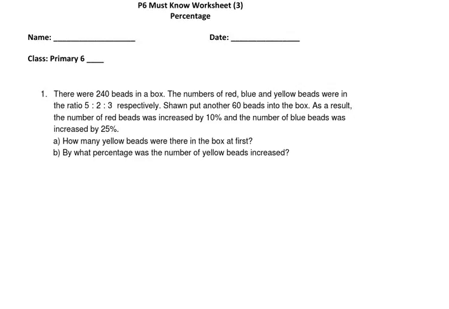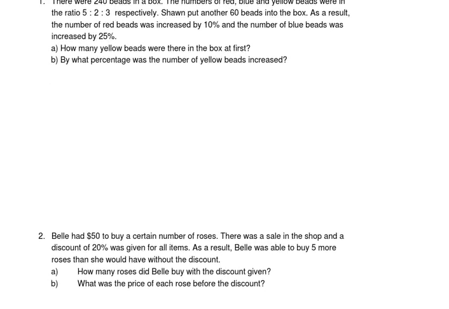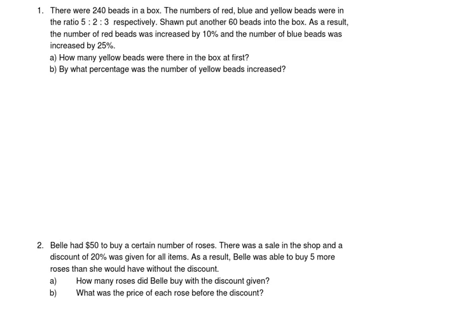So there were 240 bits in the box. The number of red, blue and yellow bits were in the ratio of 5:2:3. So good if you can summarize the information. So red is to blue is to yellow.